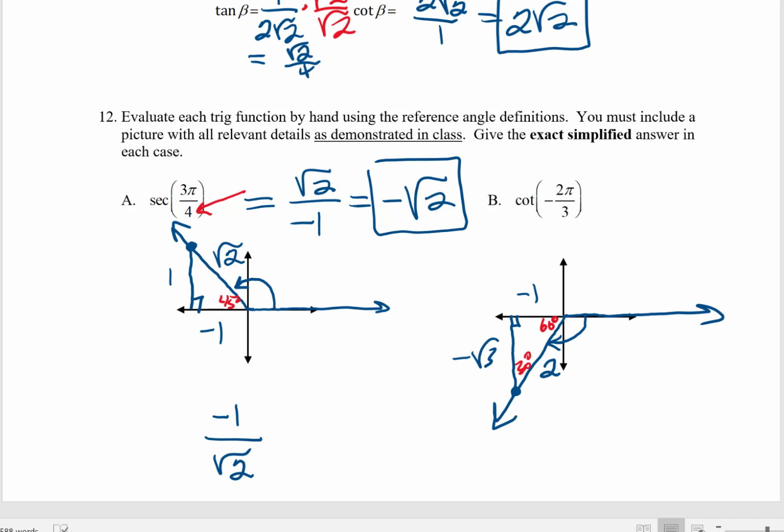Cotangent is the reciprocal of tangent. Let's see, tangent, I'm using the reference angle here. Tangent would be opposite, the negative root 3, divided by adjacent, the negative 1, which means cotangent is going to be the reciprocal of that. I can see that the negatives are going to cancel out, and so I'll end up here with positive 1 over the square root of 3. When I rationalize the denominator, I end up with square root of 3 over 3 as my final answer.